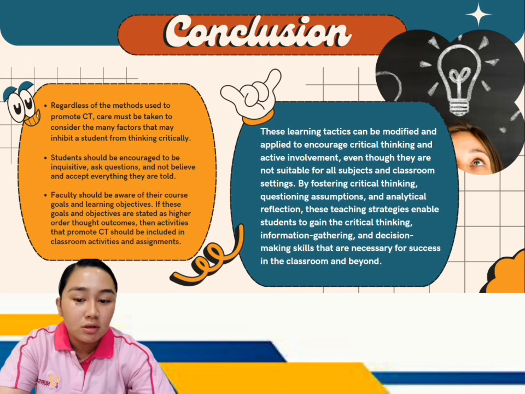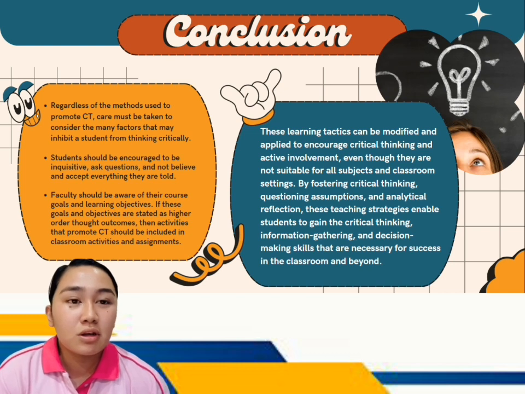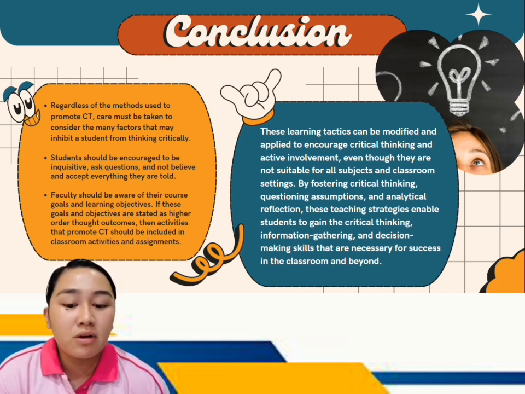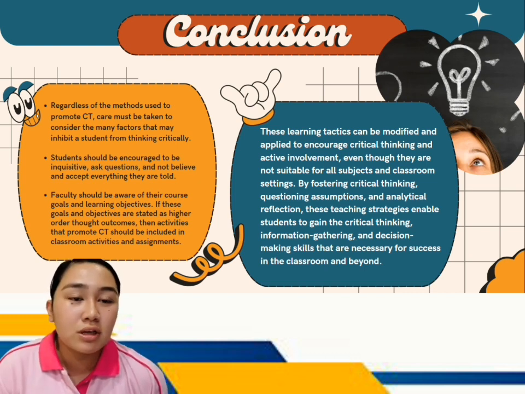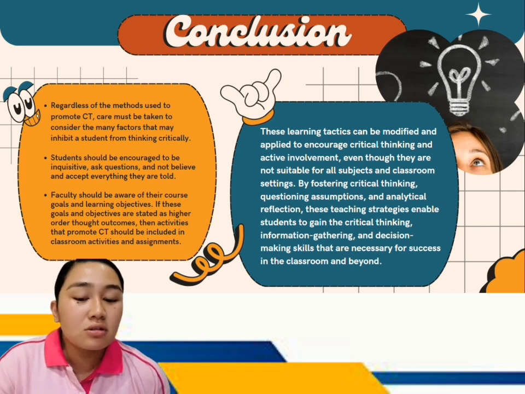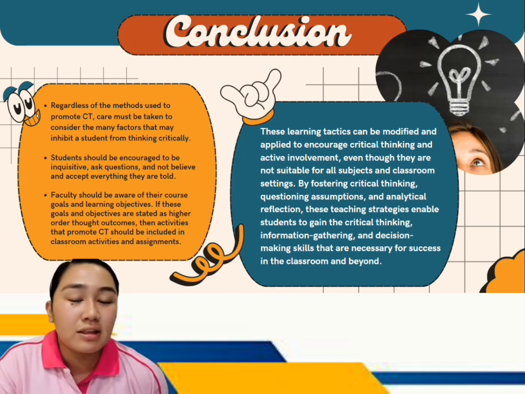For the conclusion, regardless of the methods used to promote critical thinking, care must be taken to consider the many factors that may inhibit a student from thinking critically. Students should be encouraged to be inquisitive, ask questions, and not believe and accept everything they are told. Faculty should be aware of their core goals and learning objectives. If these goals and objectives are stated as higher order thought outcomes, then activities that promote critical thinking should be included in classroom activities and assignments.